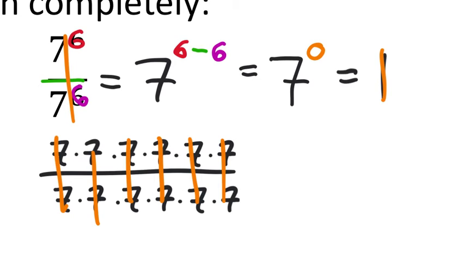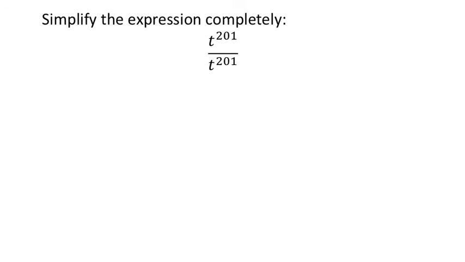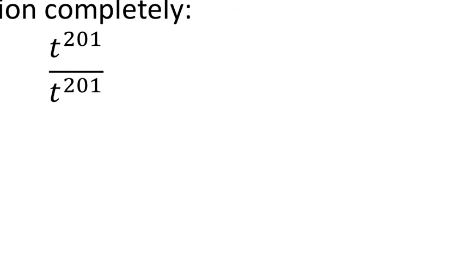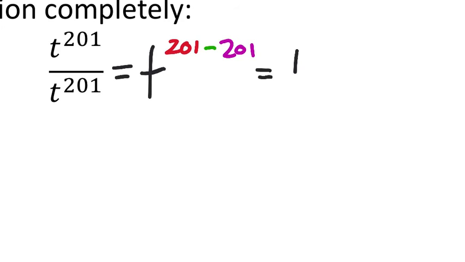One thing we'll understand from this is that anything to the power of 0 will always be 1. Anything. Okay, so something like this. Once again, I'll take the shortcut. I definitely do not want to do 201 of these t's on this, but it's the same base t. Take your numerator exponent and subtract your denominator exponent. Well, anything subtracted from itself is 0, but anything to the power of 0 is just 1.